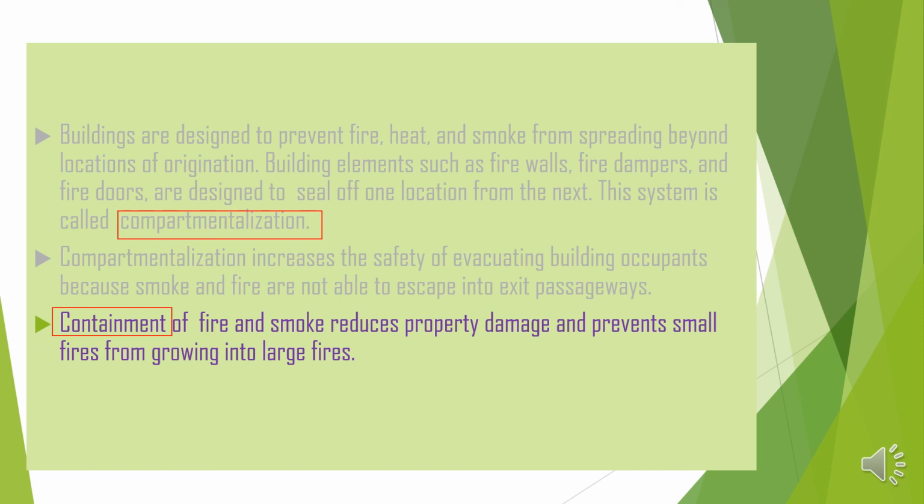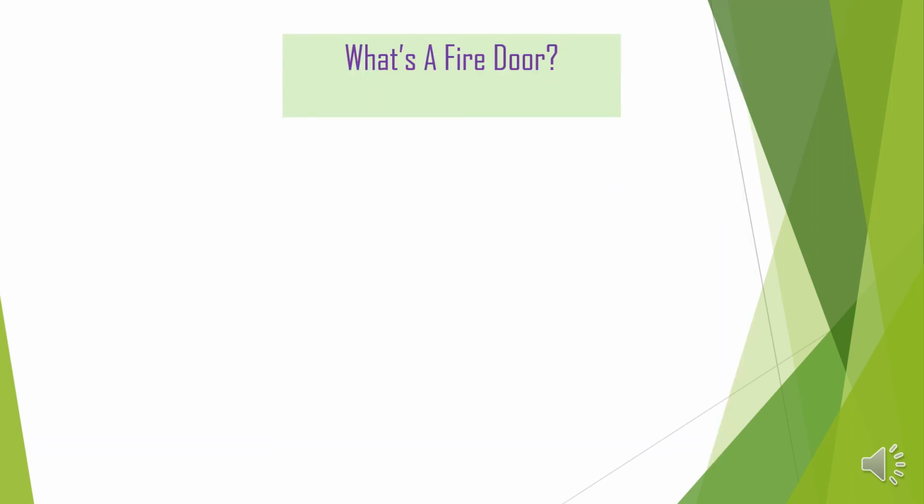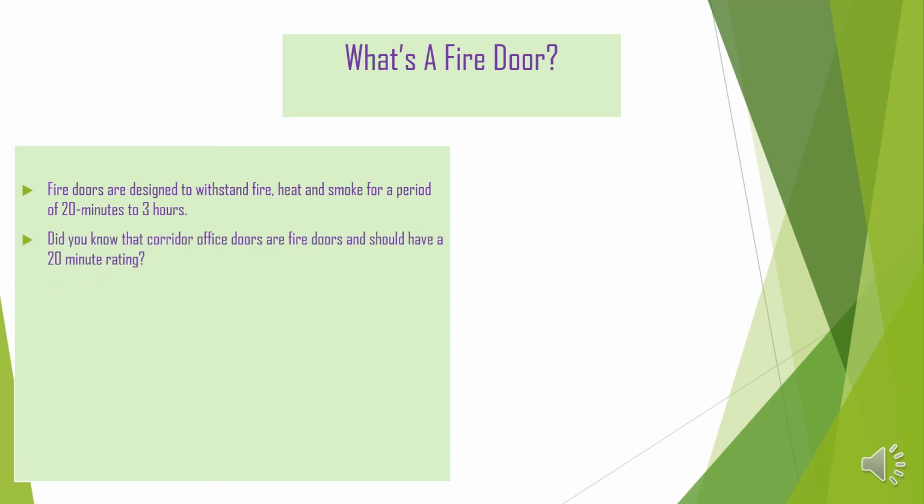We said that we have to do containment, or confining the fire in one place and not allowing it to go to another place. What's a fire door? A fire door can keep the fire inside one place for a limited time. So in that time we can do anything, and we are not anticipating that the fire will cross this door. Fire doors are designed to withstand fire, heat and smoke for a period of 20 minutes up to 3 hours, according to the type of the door.